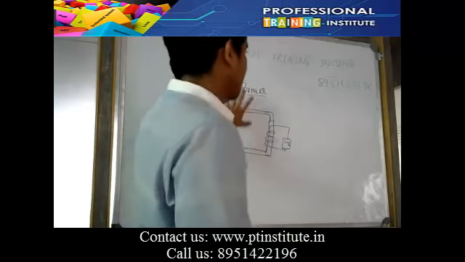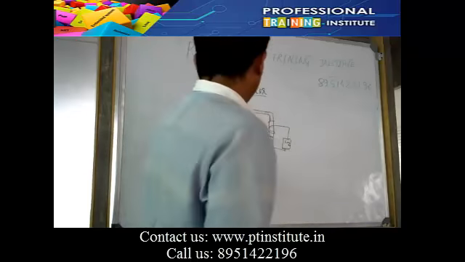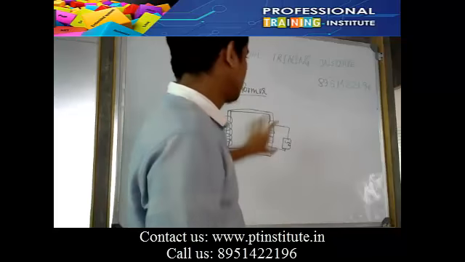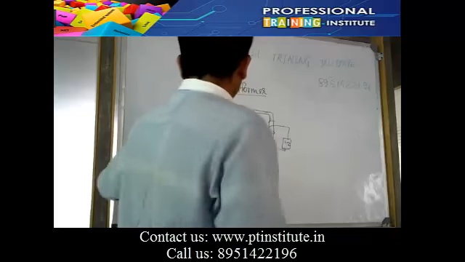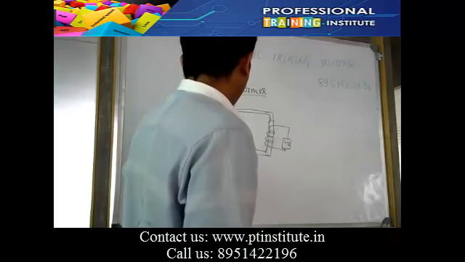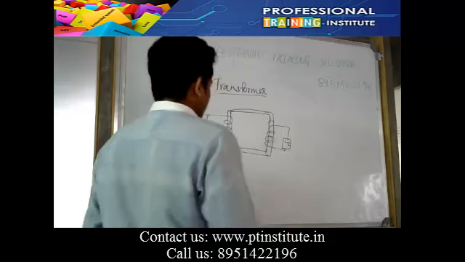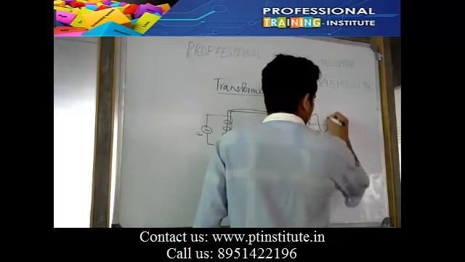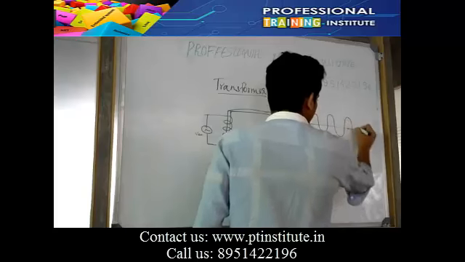Here, consider an ideal transformer. Ideal transformer means there is no loss due to the resistance of the material. Here, I am applying alternating current. Alternating current means it's flowing like that, positive to negative, positive to negative.